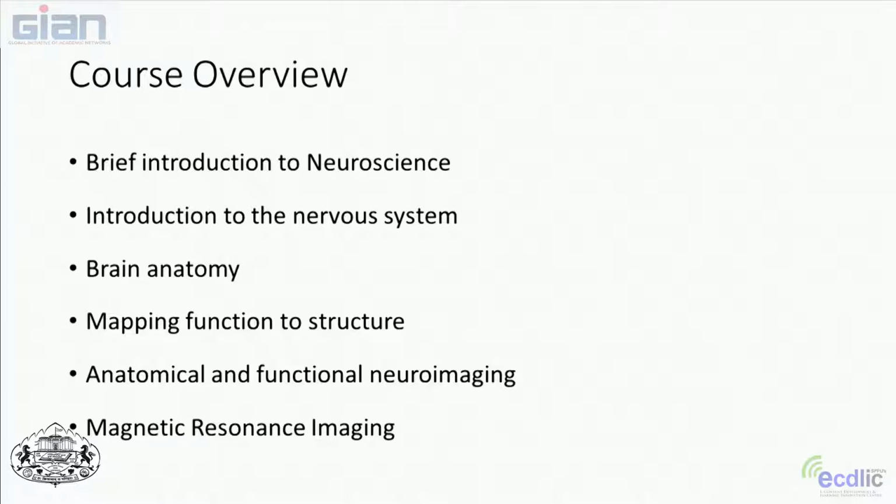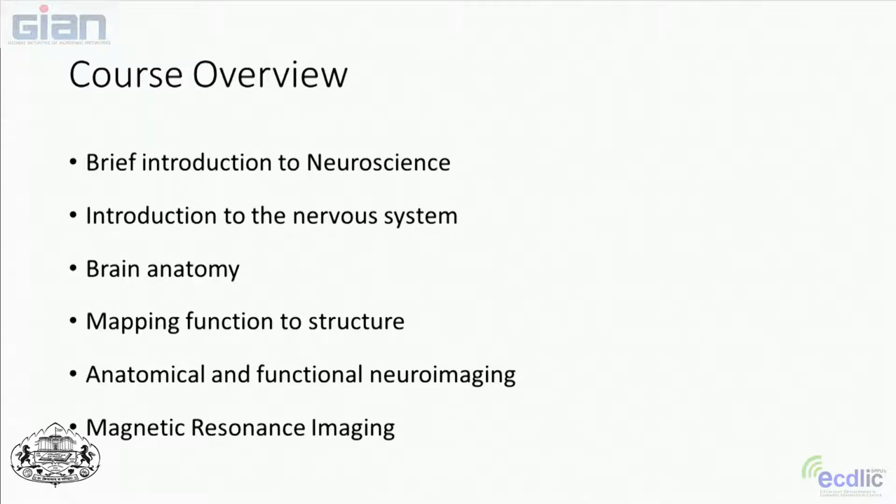And as a background to this, we're going to go over an introduction to the nervous system, how the nervous system communicates throughout the body, how the brain sends signals and receives information. And we're going to go over a little bit of neuroanatomy of the brain.